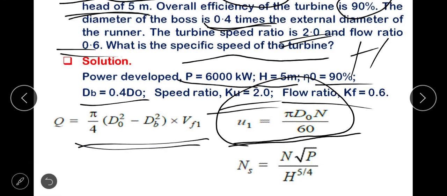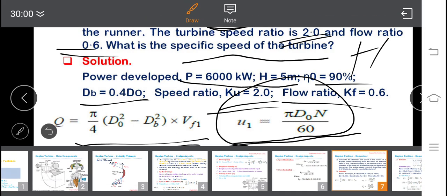Time being, you take it as granted, you are aware of it. Formula: ns is equal to n root p divided by h to the power of 5 by 4, where h is head, p is power, n is speed, ns is specific speed. So, we have to find out.